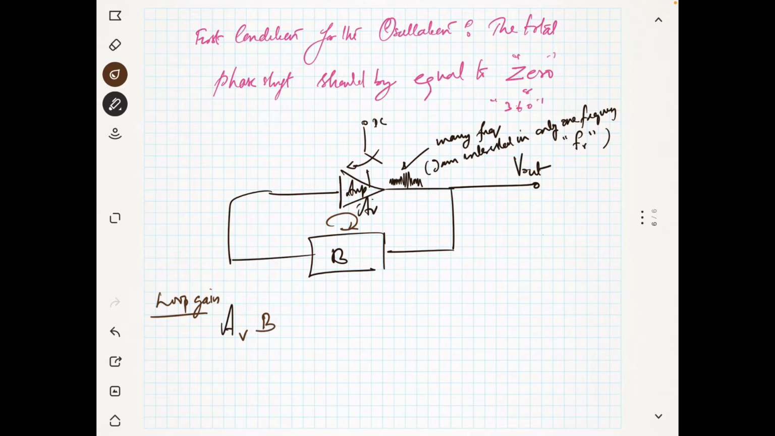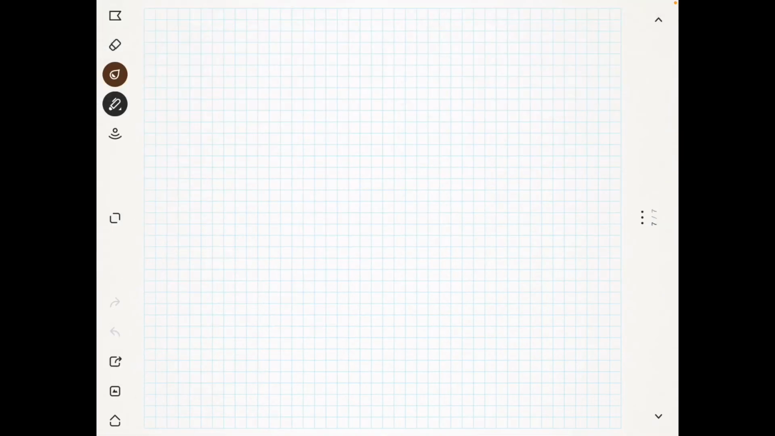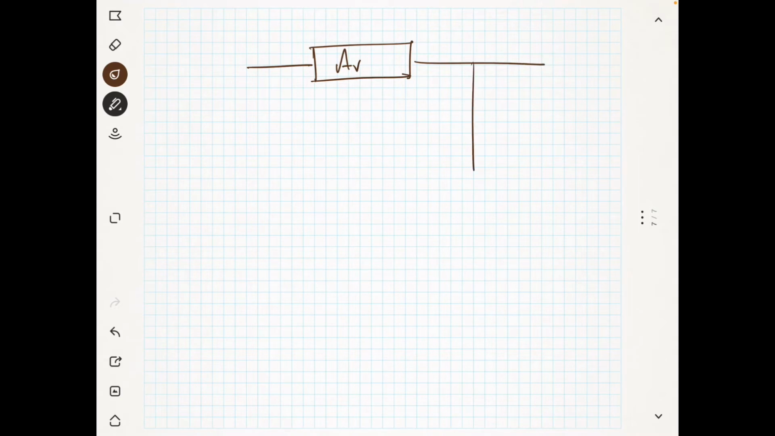Suppose we can have three conditions now. The first condition is that AV into beta is greater than 1. Then AV into beta is equal to 1 and AV into beta is less than 1. So we have three conditions. We will check what will happen if we set the gain AV into beta of the total loop. For example, I will use the next page. So this is your AV and this is your B or beta, we can say.